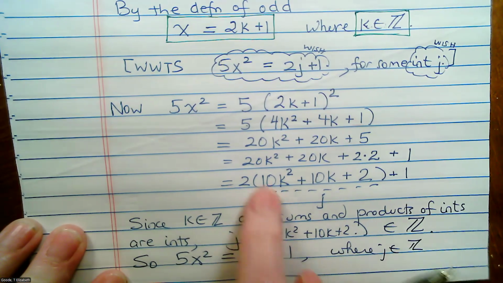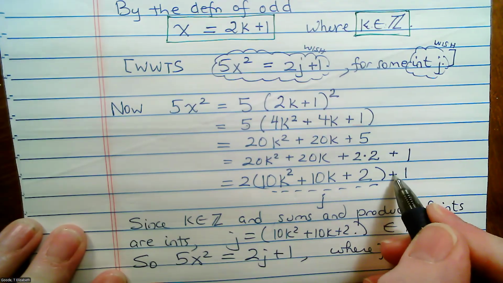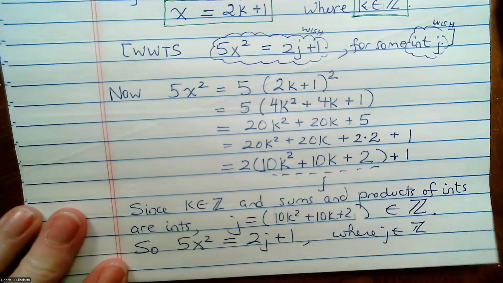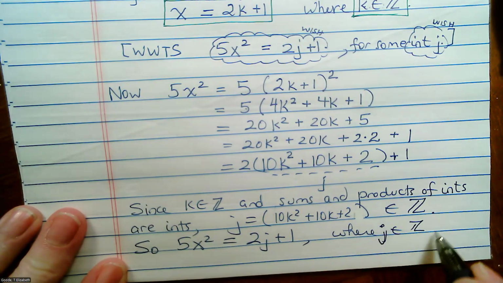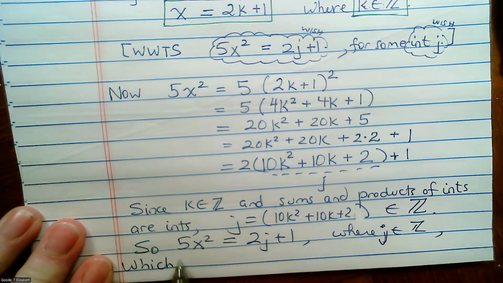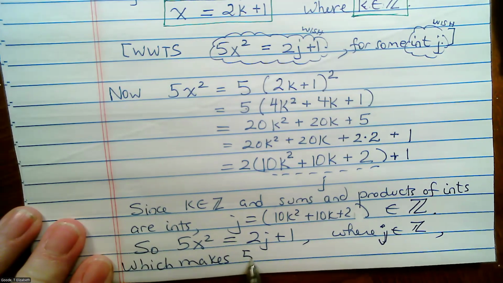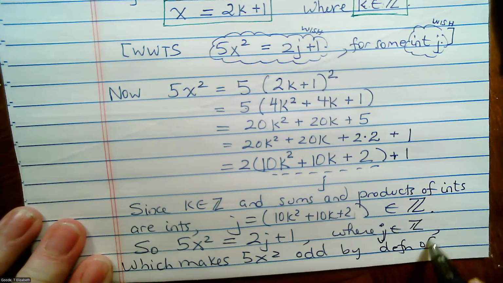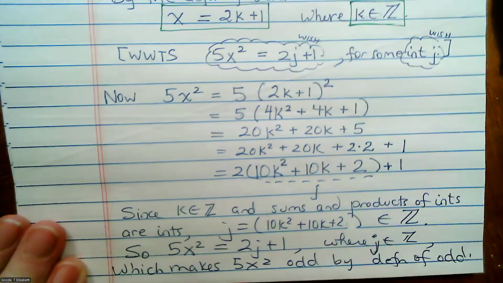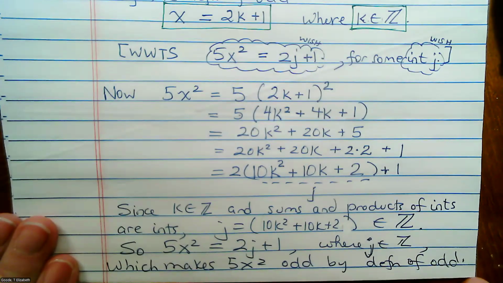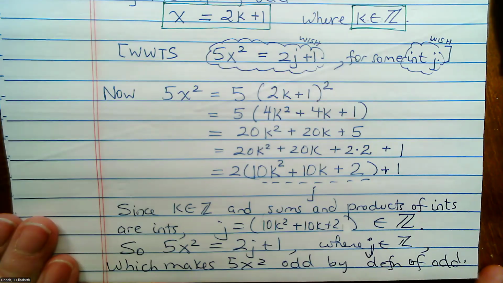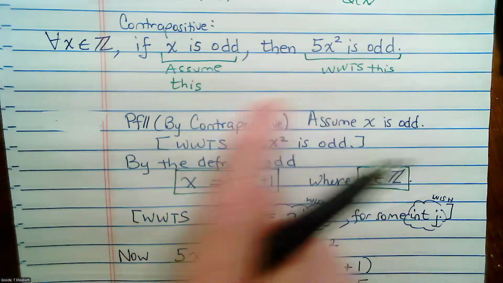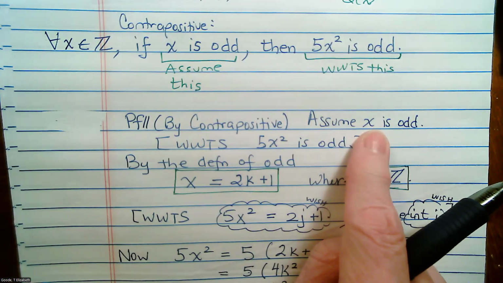We got both part 1 of the definition of odd and part 2 of the definition of odd, which makes 5x squared odd by definition of odd, and we did it. That's one kind of problem. So we don't have to write that the original is false, because we never assumed that the original was false. It's proof by contrapositive, not proof by contradiction.